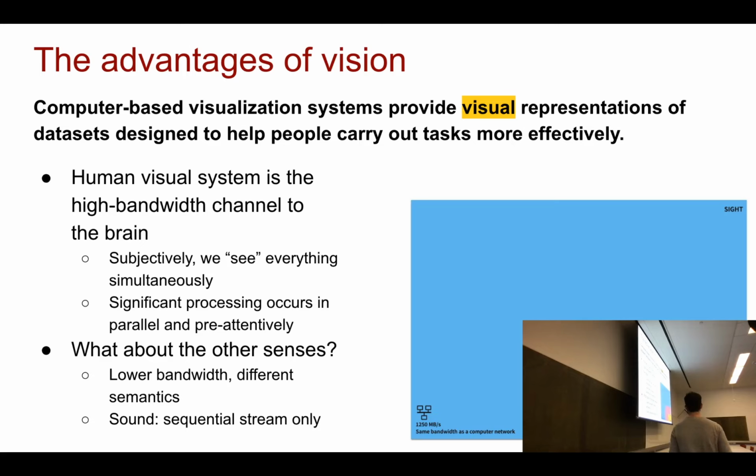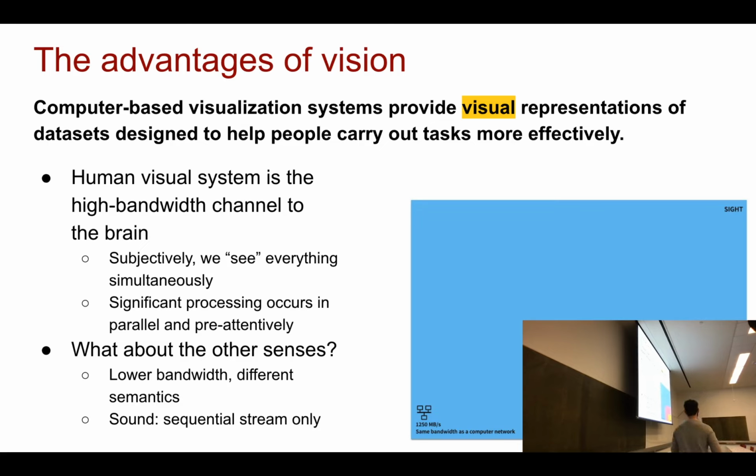Visualization results in a visual representation. So what's the advantage of vision, as one of our five senses? Vision, or the human visual system, is what we call a high bandwidth channel to the brain. It takes in a lot of information. In this image, the blue section represents the amount of information that our visual system processes.